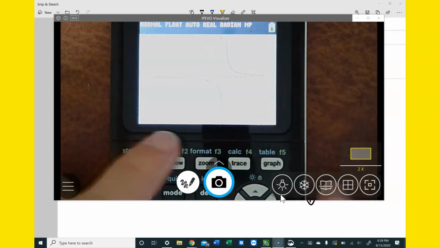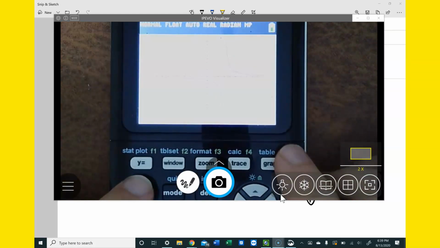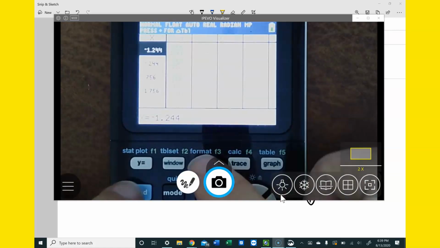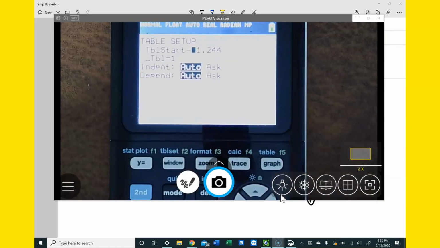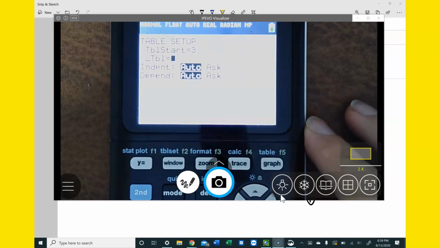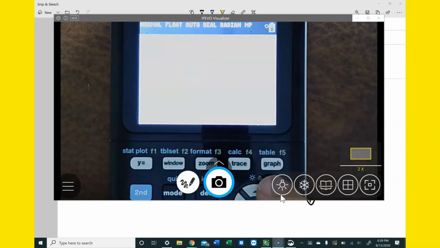All right. We can also do it if we go to the table. So we hit second graph to get the table. Let me go table set. Let me hit second window to set the table. I'm gonna let my table start at 3 because I want to see around 3. I'm gonna let my delta table, that means how much the table changes by each time, be 0.01. And then I'm gonna hit second table.